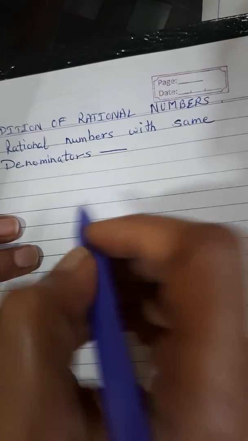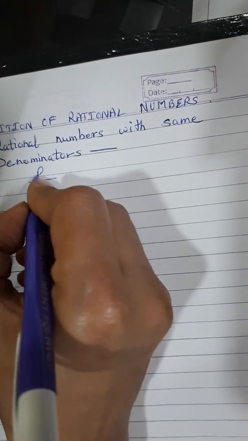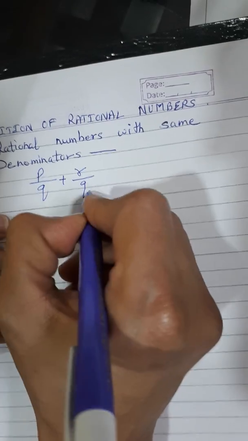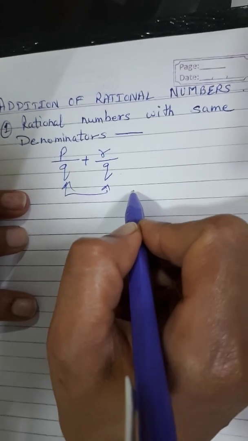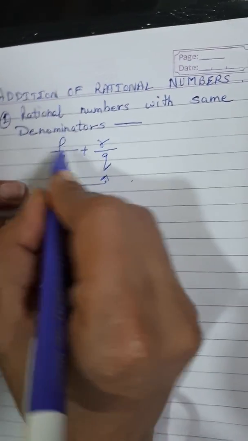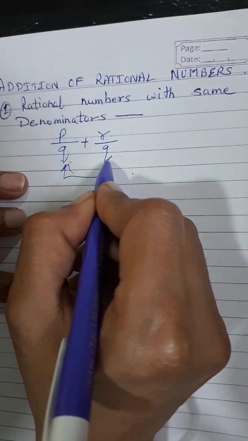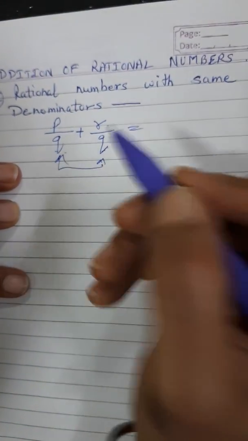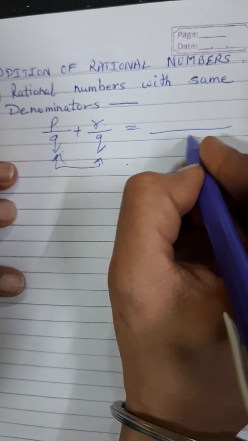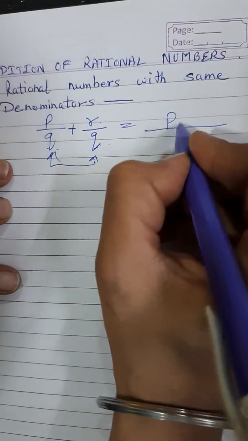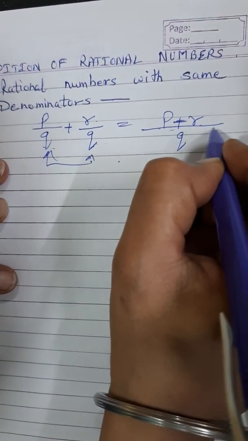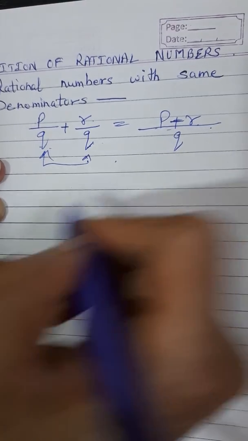Now addition of rational numbers. Rational numbers with the same denominator. Suppose p upon q and r upon q. These are two rational numbers and we want to add them. The numerators are different but the denominator is the same, so it is very easy for us. If the denominator is the same, then we take that denominator for both rational numbers, and we add both the numerators, p plus r. And I am giving an example also.